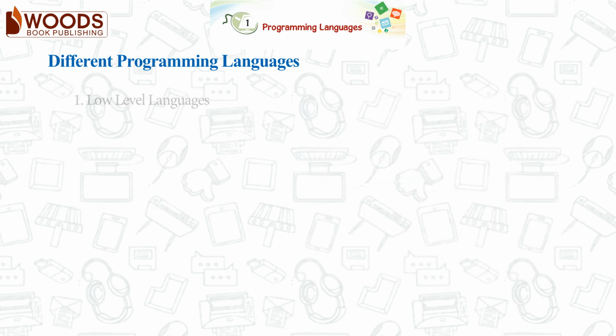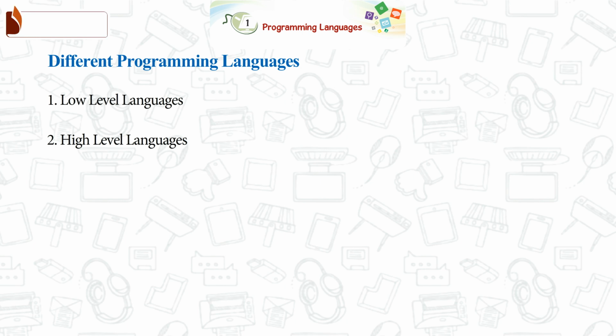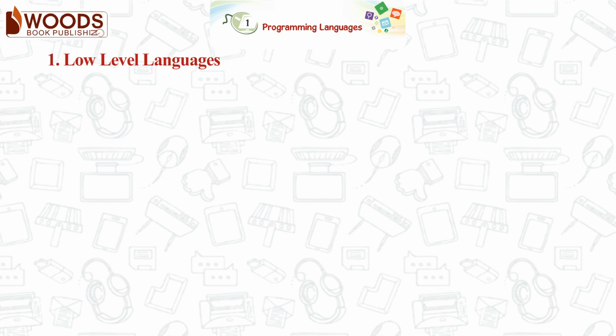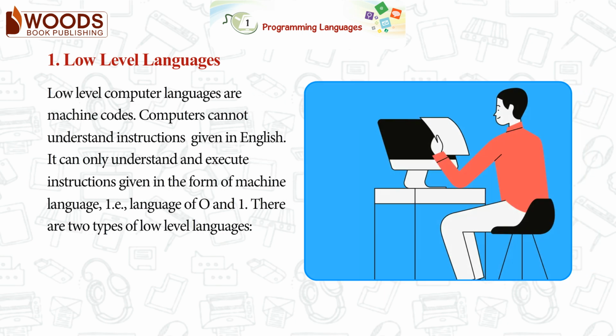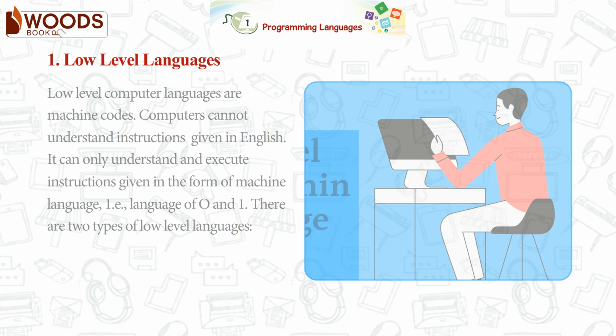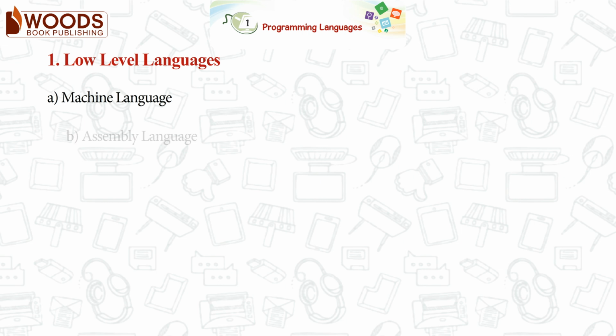They are 1. Low-level languages. 2. High-level languages. 1. Low-level languages. Low-level computer languages are machine codes. Computers cannot understand instructions given in English. They can only understand and execute instructions given in the form of machine language, that is, the language of 0 and 1. There are two types of low-level languages. A. Machine language. B. Assembly language.